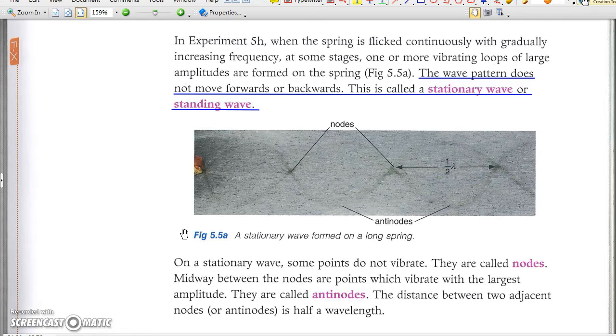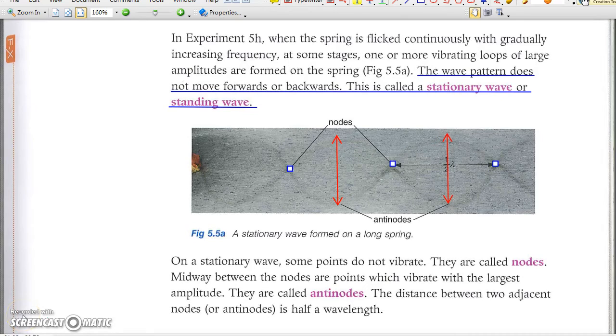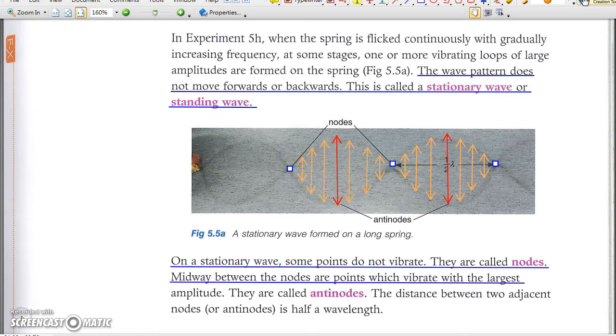A stationary wave on a spring appears as vibrating loops. The points that are always stationary are called nodes. The points that vibrate with the largest amplitude are called antinodes. Still remember nodal lines and antinodal lines in interference pattern? The separation between two successive nodes or antinodes is half of the wavelength.